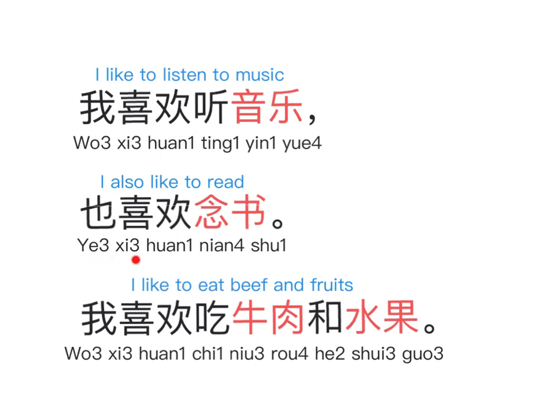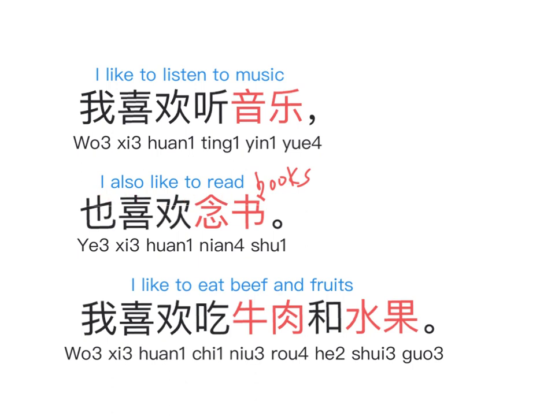Next, 也喜欢念书. I also like to read. 念书 basically is to read books, literally to read books. 也 is also. Again, 喜欢 is like, just like earlier. So 也喜欢念书. I also like to read books.